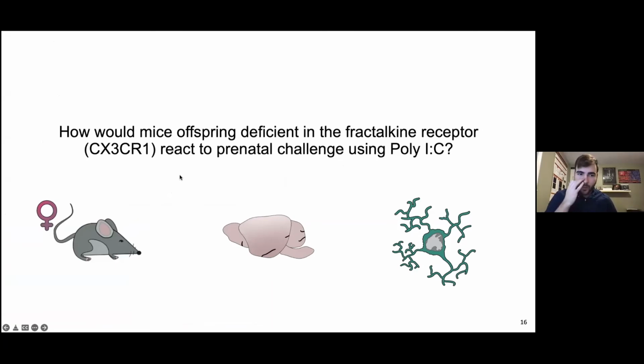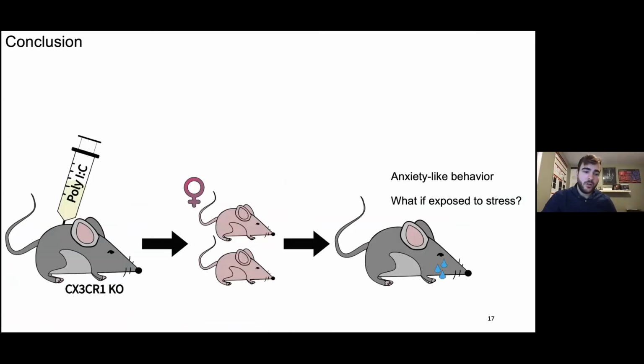So when we go back to our question, how will mouse offspring deficient in the fractalkine receptor react to prenatal challenge with poly IC? We saw that when we took CX3CR1 pregnant dams and injected them with poly-IC during gestation, and took the female offspring and looked at the behavior in adulthood, we saw some anxiety-like behavior in those mice.